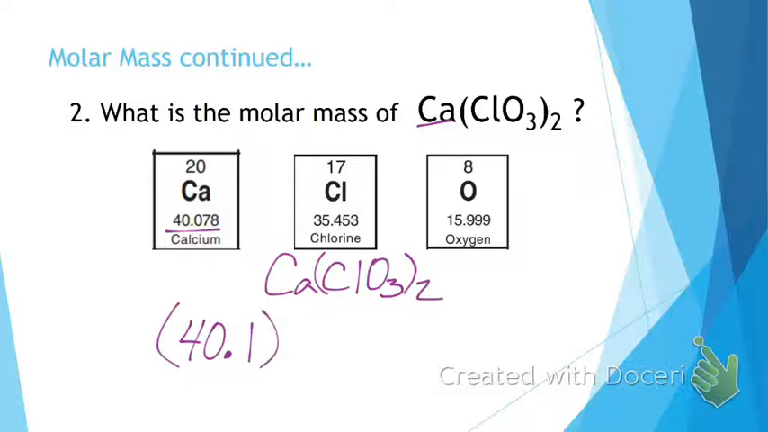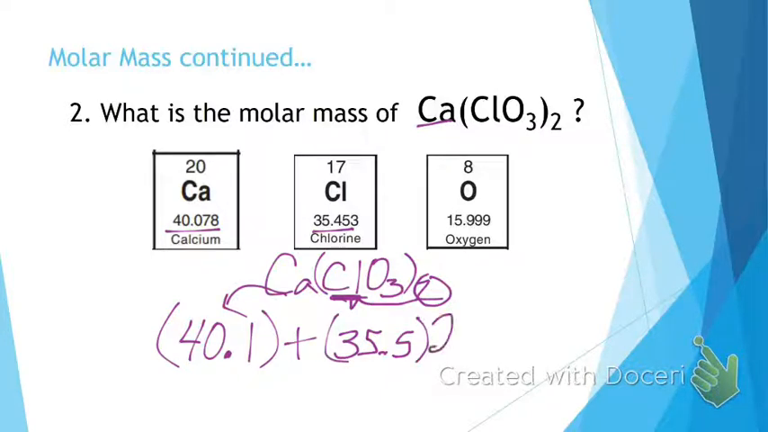And whatever element I see, I'm going to replace it with the numbers. So Ca is now 40.1. Then this is chlorine, Cl, and I'm going to replace it with 35.5 because that's how we round it. The question I have to ask myself is, how many chlorines are in this compound? Well, there's only 1 here, but the 2 distributes to both elements in this parentheses, so there's 2 chlorines. So I'm going to have to say there's 2 of them.